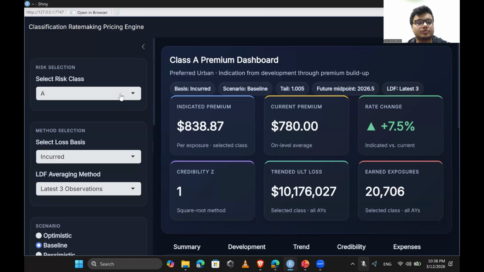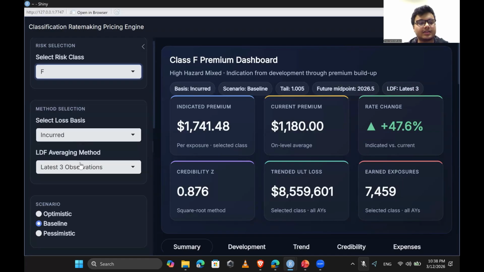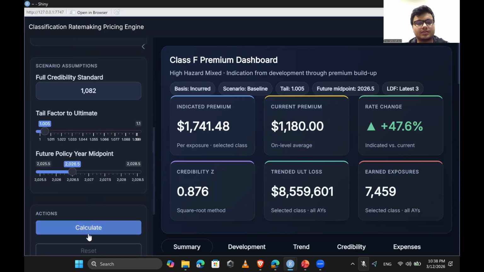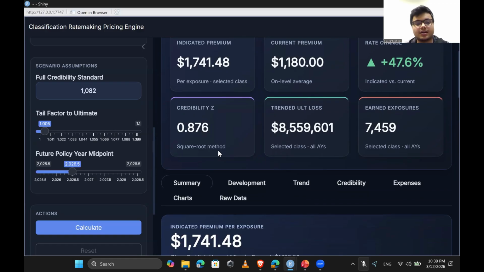And we can also choose, let's go to class F, high hazard mix. The indicated premium under this jumps to around 1,741.48, which is a 47.6% increase. But notice the credibility drops to 0.876. Class F only has 831 claims against our standard 1,082. So it's only 87.6% credible. With that pull towards the lower class complement, Class F still needs a 47% increase, which tells you how bad the underlying loss reality is.